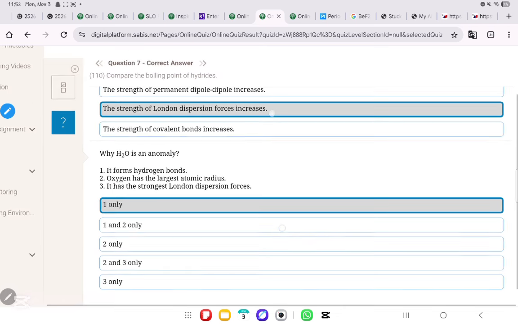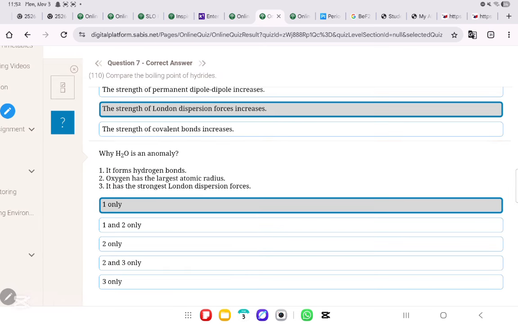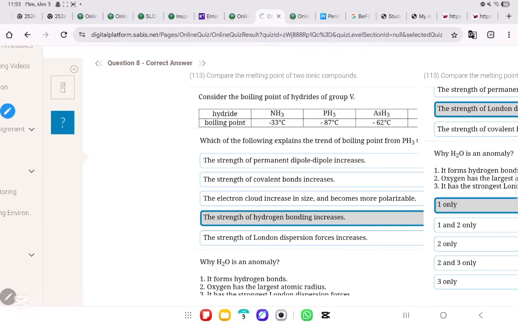boiling point. Now, why is H2O an anomaly? It is an anomaly, first of all, because it forms hydrogen bonds. And also the solid is less dense than the liquid, and it has a high surface tension, and it's a universal solvent, and so many different reasons why H2O is an anomaly. Question 7 done, now we move on to question 8.